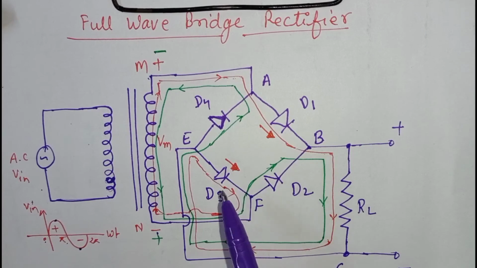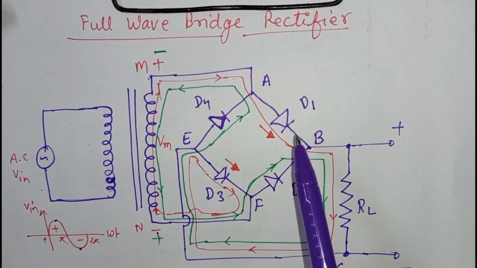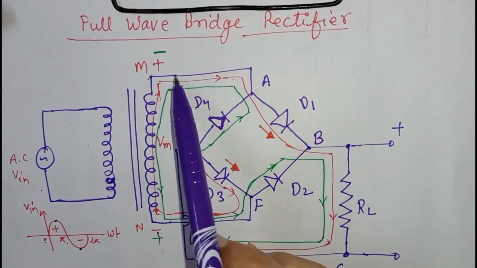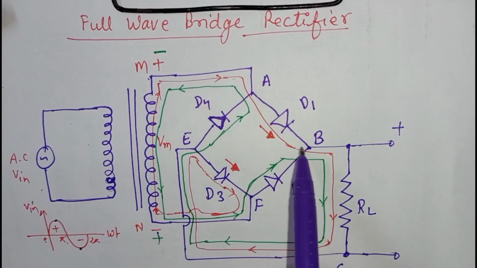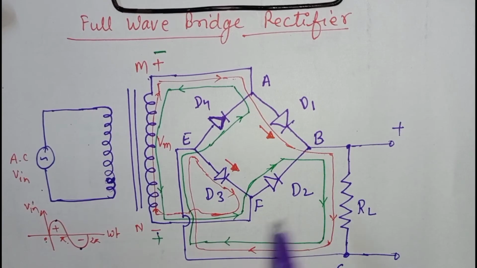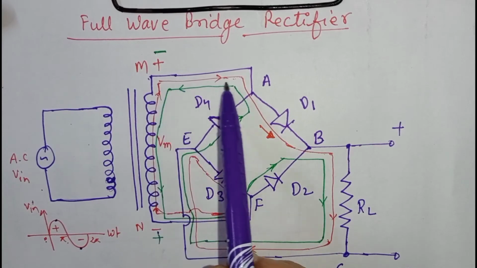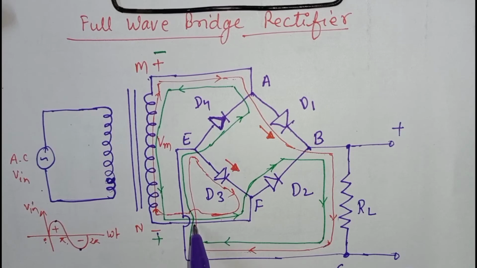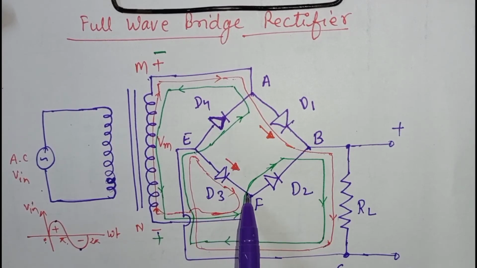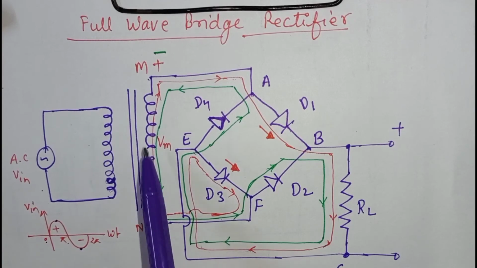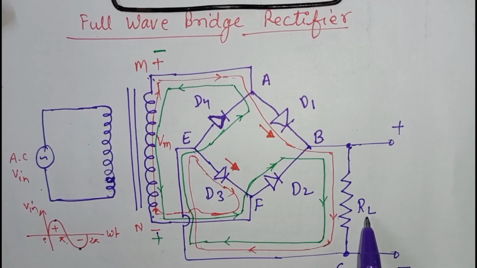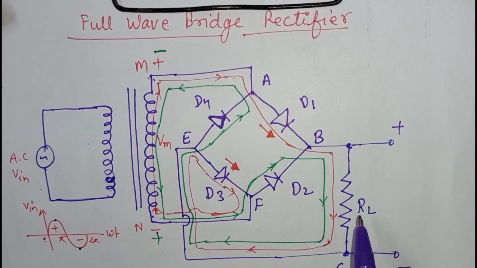So these diodes D1 and D3 will act as short circuit and allow the current to flow. So the direction of the current will be M. This red line shows the direction of the current during positive half cycle. So the direction of the current is M, A, B, then C, then E, then F, and then N again to M. So the direction of the current through RL is B to C. As current flows through RL, there will be voltage across RL.